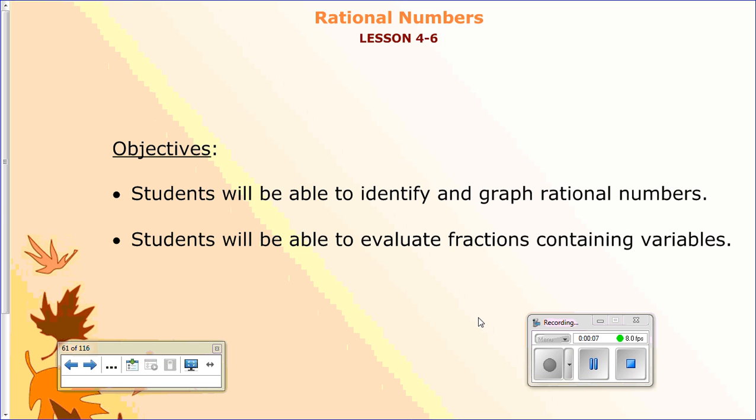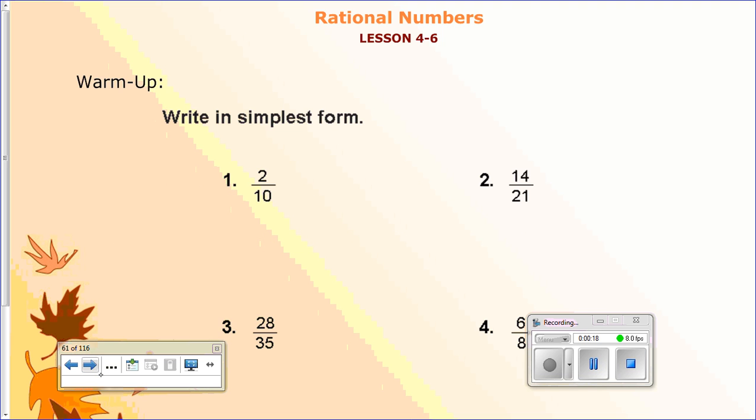In tonight's lesson, we have two objectives. First, you will be able to identify and graph rational numbers. And secondly, you will be able to evaluate fractions that contain variables.